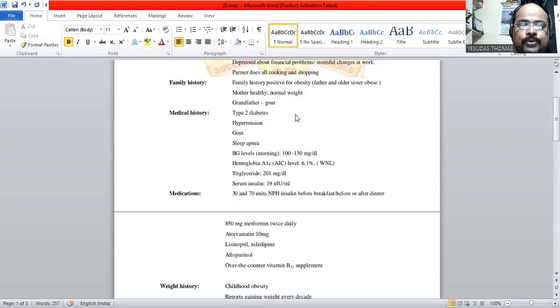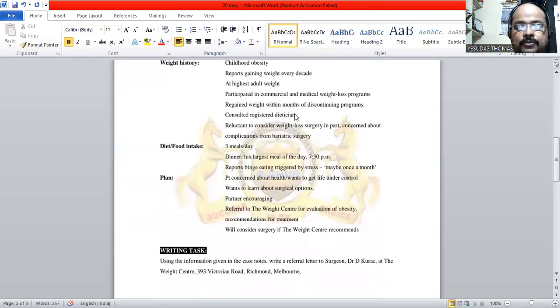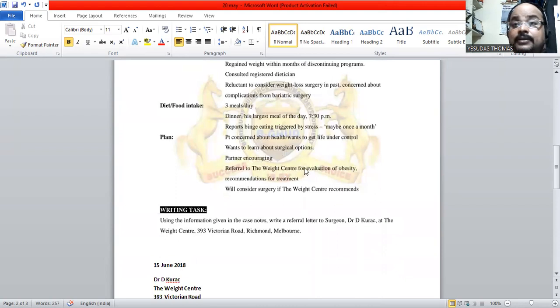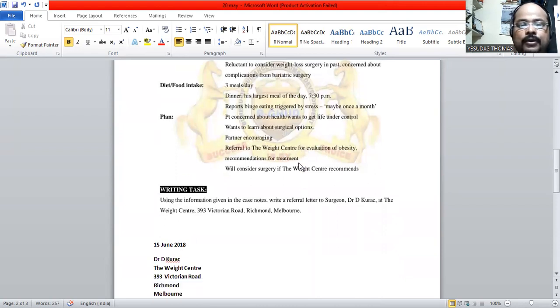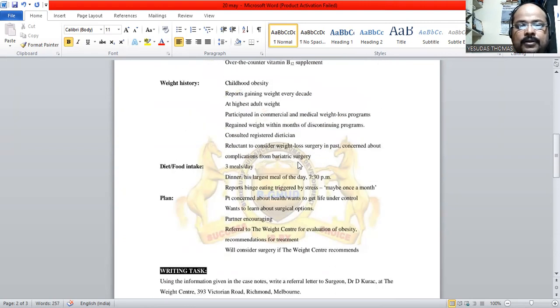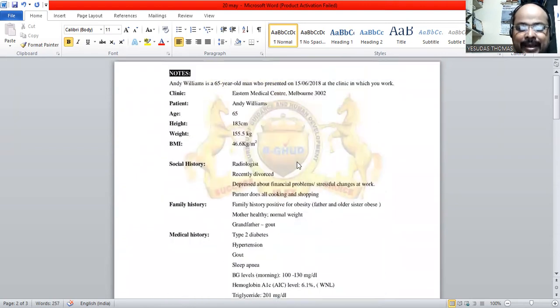Right now, you are going to write a letter of referral to the weight center, to the surgeon, Dr. D. Kurek. So let us see the case in detail.